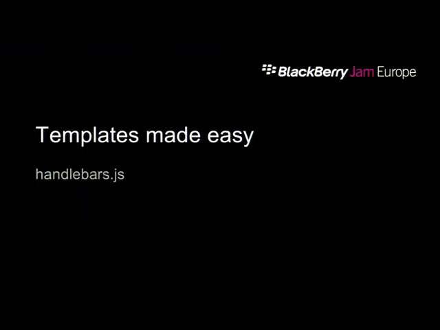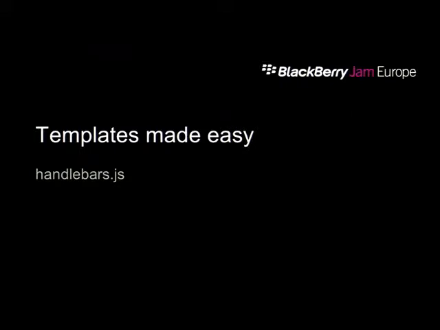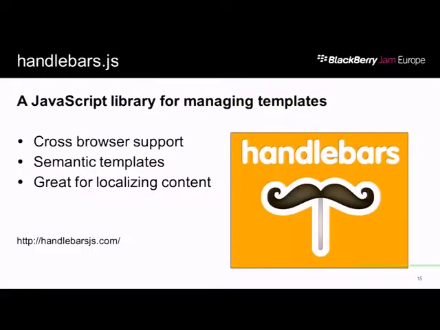Handlebars.js is a great library that provides templates for you and gives you a little extra oomph in making sure that you're using reusable code, as opposed to writing everything out and building things using strings, etc. It's cross-browser. It has semantic templates, and it's great for localizing content. Being here in Amsterdam is a testament to having multiple languages in your application and making sure that you're supporting every user that supports you.